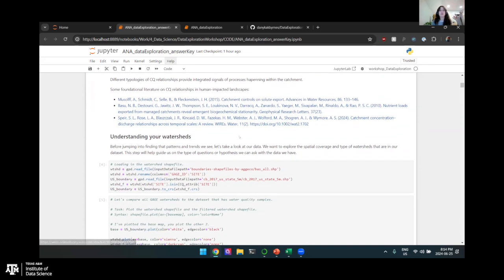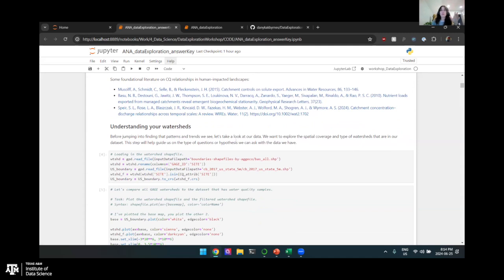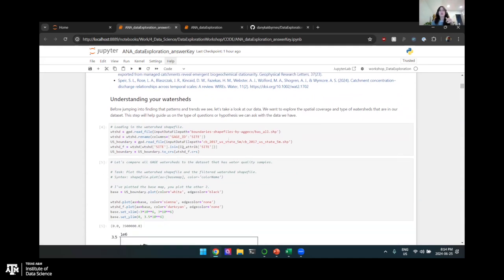But for now, we'll dive into what the relationship means a bit more. If we were approaching this as people coming to this data set brand new, we would first have to understand what data we're working with. So that's what we're going to do. Our first step is to understand our watersheds.